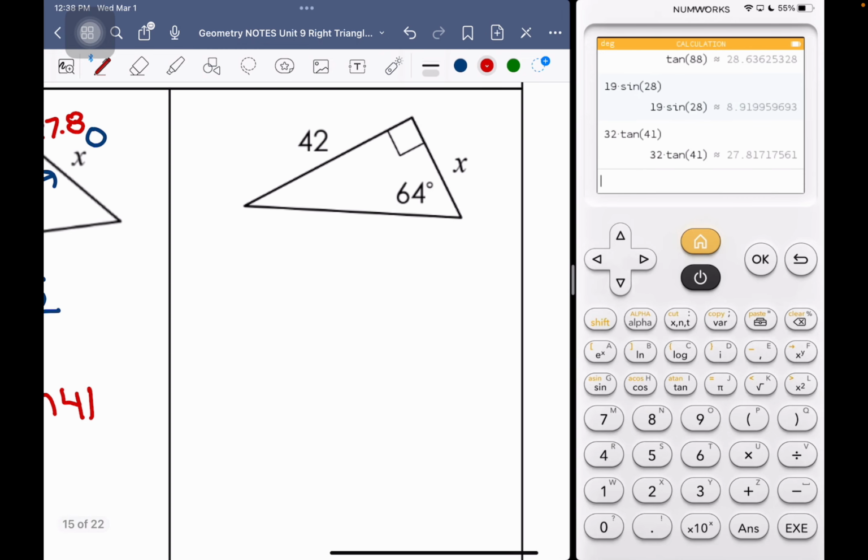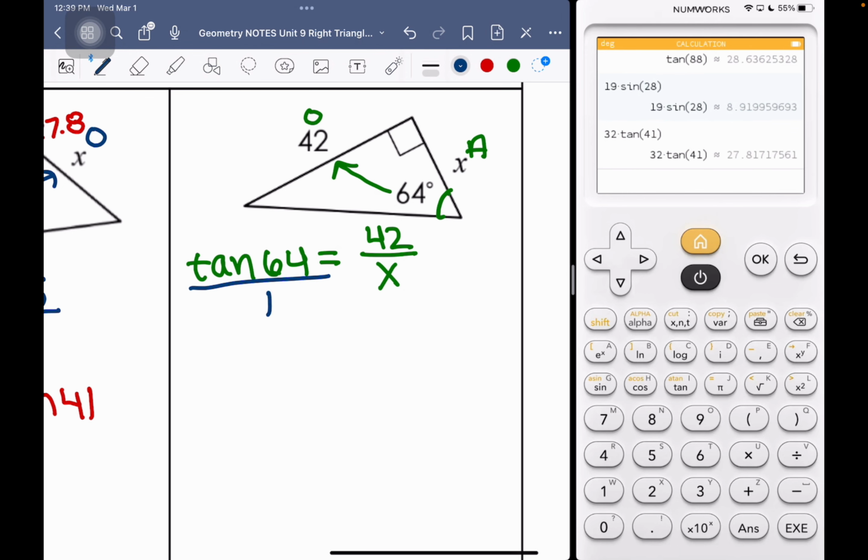Okay, our next one. So 64 is our reference angle. So that means this 42 is our opposite, and x is our adjacent. So this is another tangent problem. So the tangent of 64 is equal to 42 over x. So again, let's solve it by cross multiplying. So now we get x tangent of 64 equal to 42.